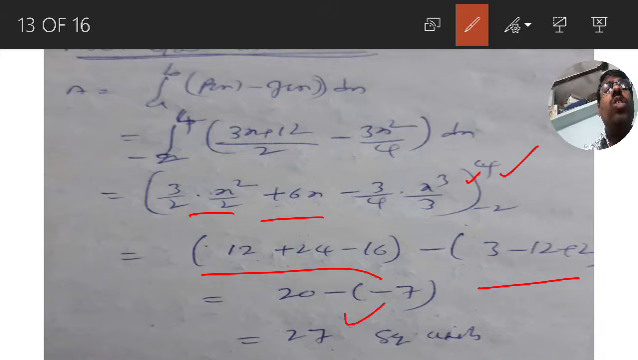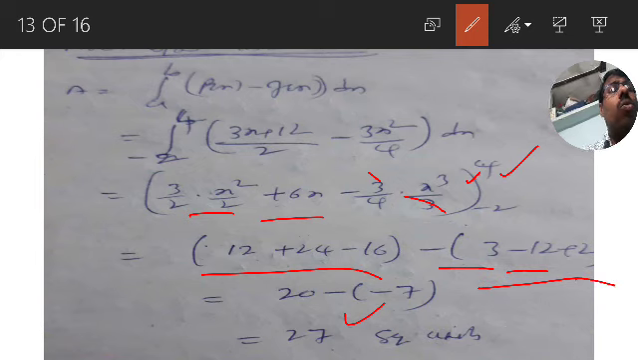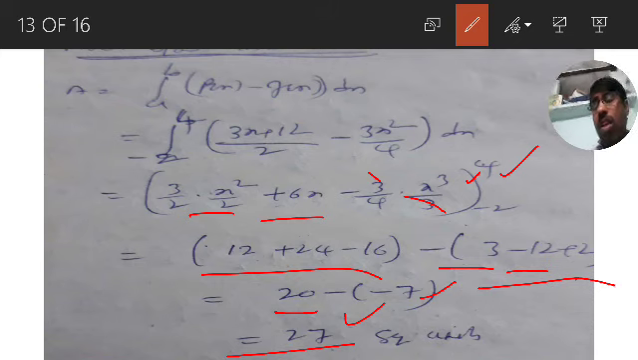Substitute 4: 4 squared is 16, so 3/2 into 16 over 2; 6 into 4 is 24; 4 cubed over 3, the 3 cancels, the 4 cancels, 4 squared is 16. Now substitute -2: squared is 4, 6 into -2 is -12, -2 cubed is -8, minus into minus gives plus, 8 by 4 is 2. So this is 20 minus of -7, which is 27 square units. 27 square units are what we get.